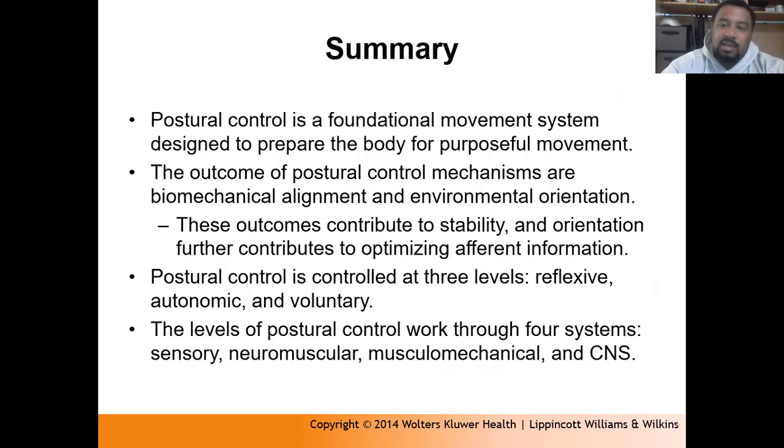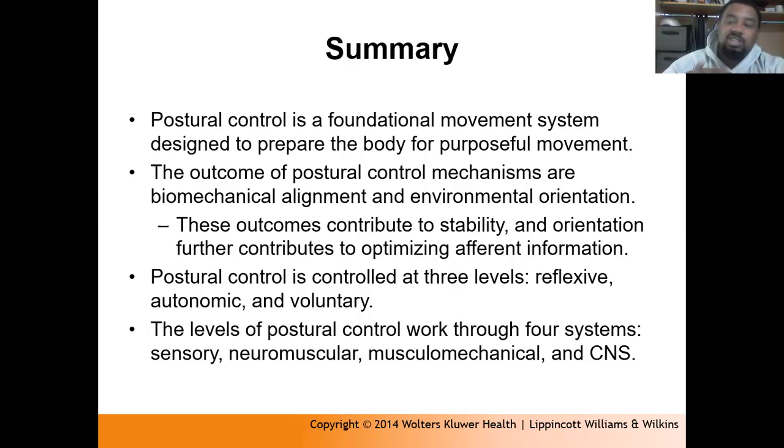And so that's it. We're at the summary. This is just explaining some of the key points that we talked about. Posture is a foundational movement system that's designed to prepare the body for purposeful movement. Talked about that. The outcome of postural control mechanisms are biomechanical alignment and environmental orientation. These outcomes contribute to stability, and orientation further contributes to optimize different information. Explained that, talked about that. Postural control is controlled at 3 levels: reflexive, automatic, voluntary.